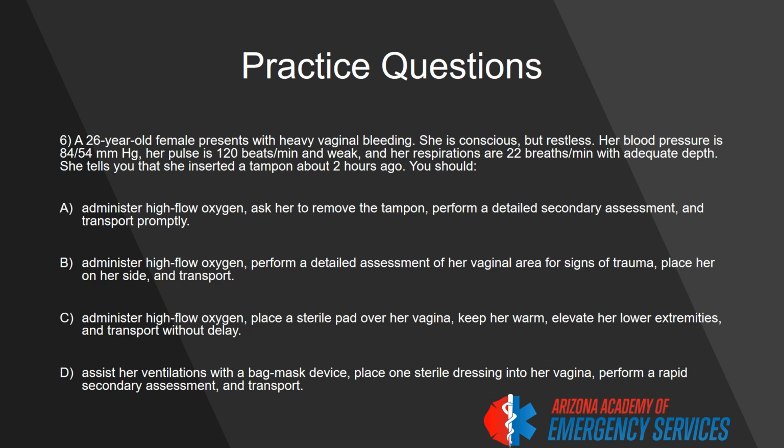So again, I'll give you a second if you want to pause the video and highlight the information on your own. So now you see we've highlighted the important information. The primary information in blue, of course, we know that the chief complaint is vaginal bleeding. We also know that she's conscious but restless.